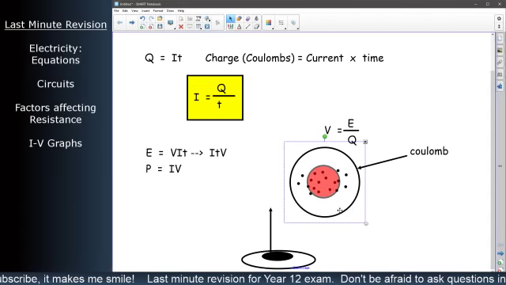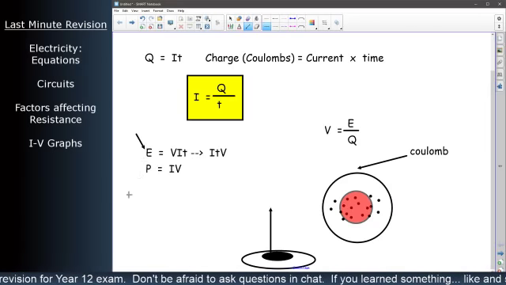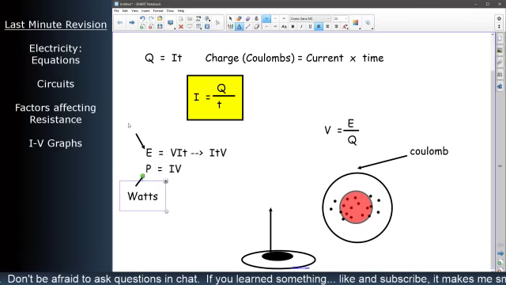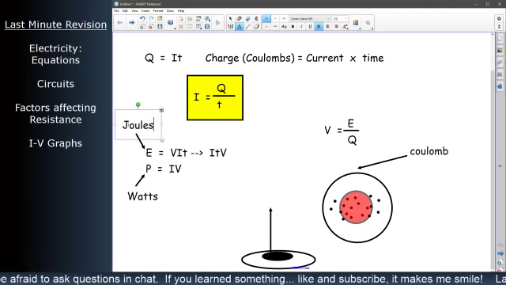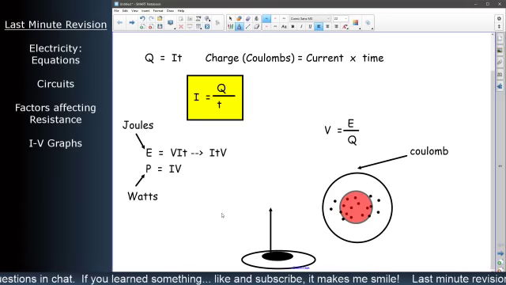So these are the basic equations you need to know. Q equals IT, or I equals Q over T is the rearrangement. V equals E over Q, E equals VIT, and P equals IV. Now E is energy, and as such is measured in joules, and P is power, and as such is measured in watts, just as before. Don't get messed up with this, because there's always a mark available for getting the units right. An examiner looking to add a bit of difficulty to a question might give you energies in kilojoules or kilowatts, in which case you need to be able to convert from one to the other.